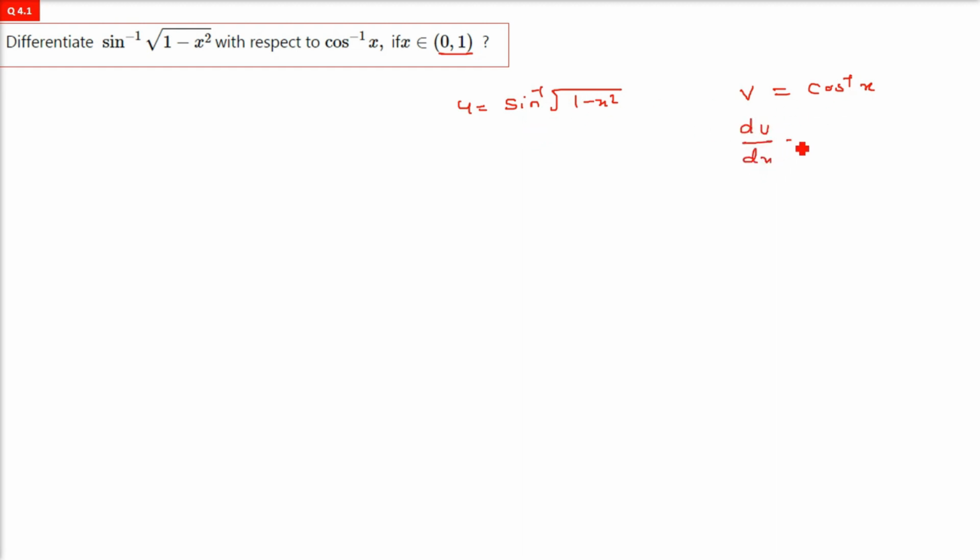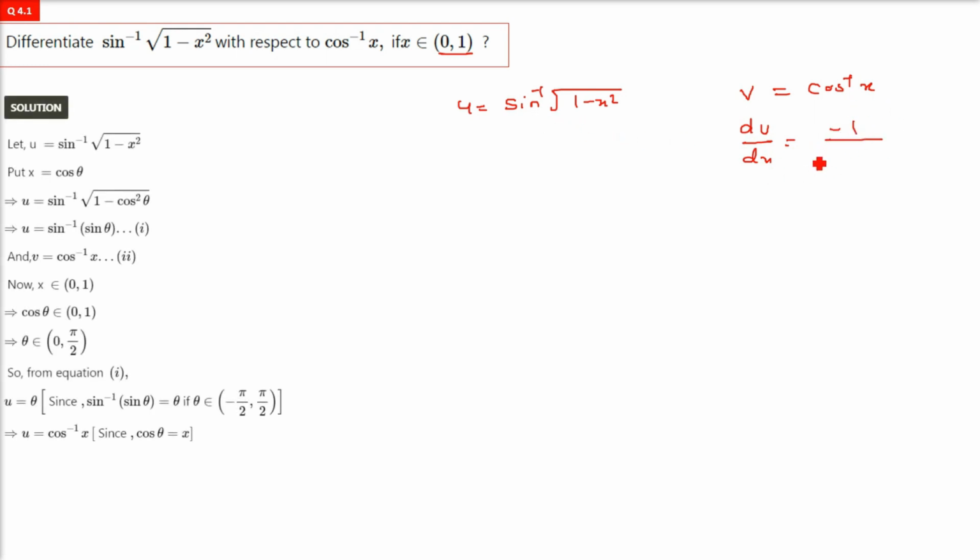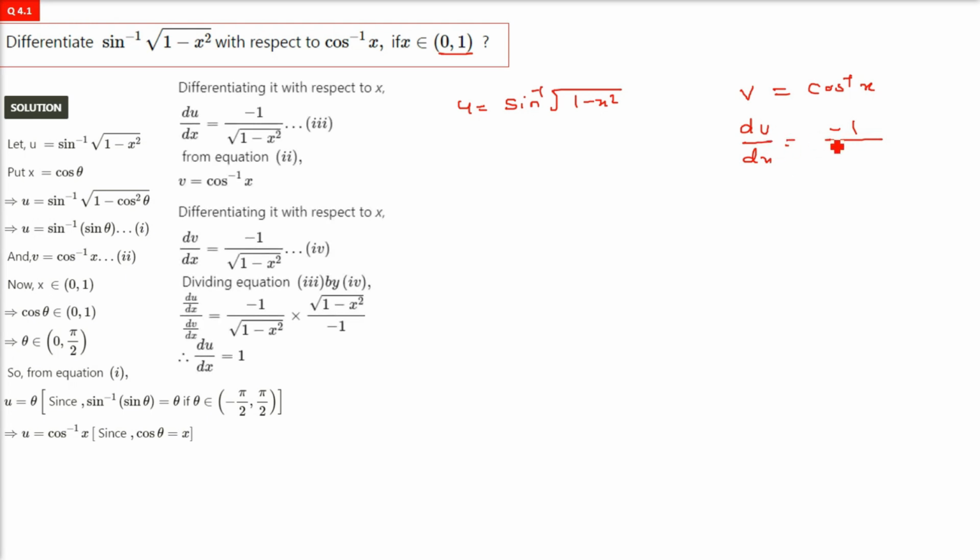So if we do dv by dx, cos inverse x will be what? Because we know the differentiation of sine inverse theta and cos inverse theta, cos inverse x will be negative 1 by under root 1 minus x square. When we put x as cos theta, u will be equal to sine inverse under root 1 minus cos square theta. So 1 minus cos square theta is sine square theta, and under root of sine square theta will be sine theta. So you will have sine inverse sine theta.